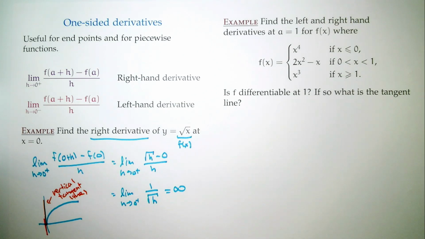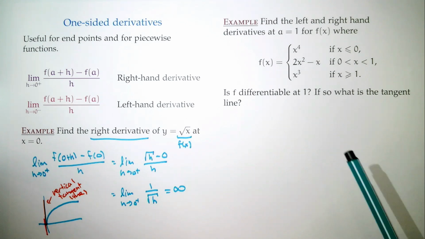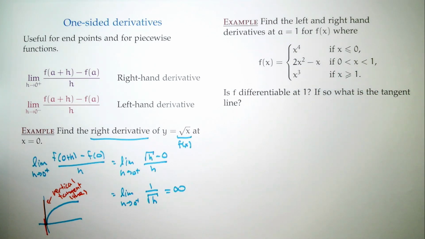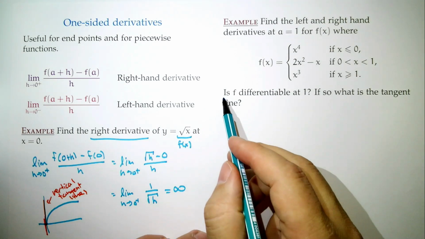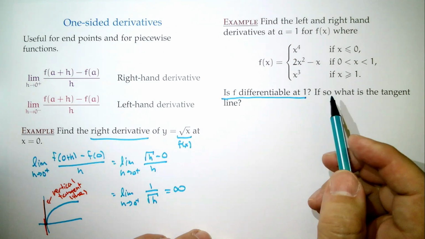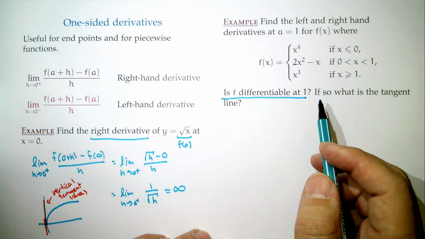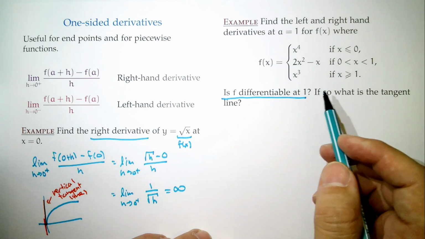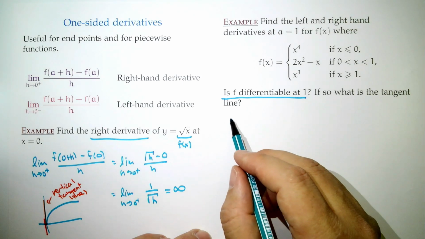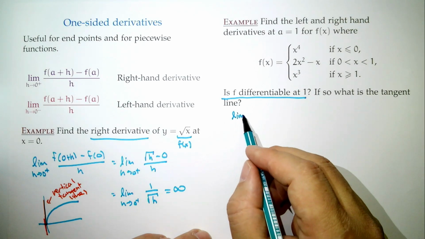So let's suppose we have the following. Find the left and right-hand derivatives at 1 for f of x, where our function is x to the fourth if we're below 0, 2x squared minus x if we're between 0 and 1, or x cubed if we're above 1. And then the question is, is the function differentiable at 1? Well, we will tackle that question later on. So we're going to take a look at the limits really quickly.